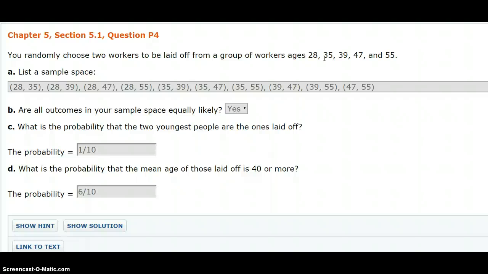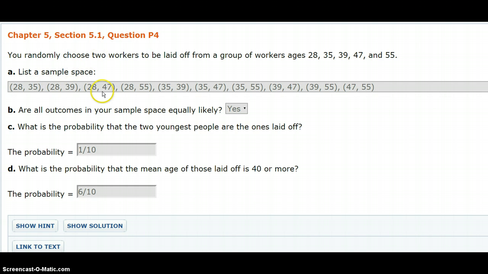If you did that, you should come up with 10. But that just tells you the number of ways. It is a nice way to check. When we actually want to list those out, we're basically listing all the different ways we could choose a pair of workers from those 5. Notice we don't have any that say 28, 28, because we just had one 28-year-old worker here, so it wouldn't make sense to have replacement. In other words, it wouldn't make sense to lay off that same worker twice.